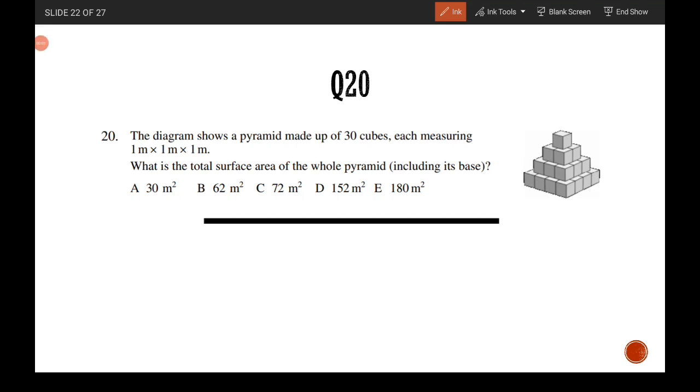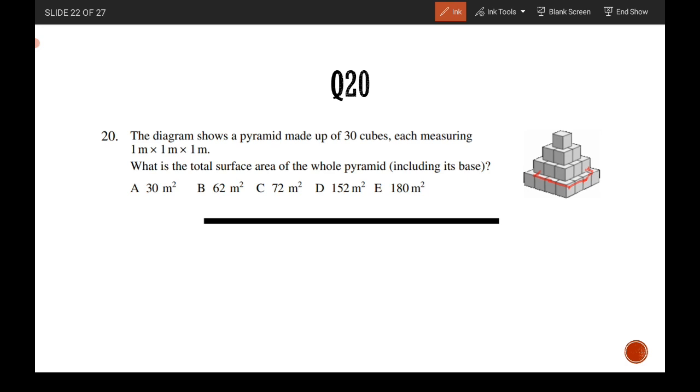This is JMC 2015, question 20. The diagram shows a pyramid made up of 30 cubes, each measuring 1 by 1 by 1. What is the total surface area of the pyramid, including its base? So my initial thought is to slide the blocks. Rather than having it in the center of the blocks here, just shift it to here, and then there'll be 7 blocks.